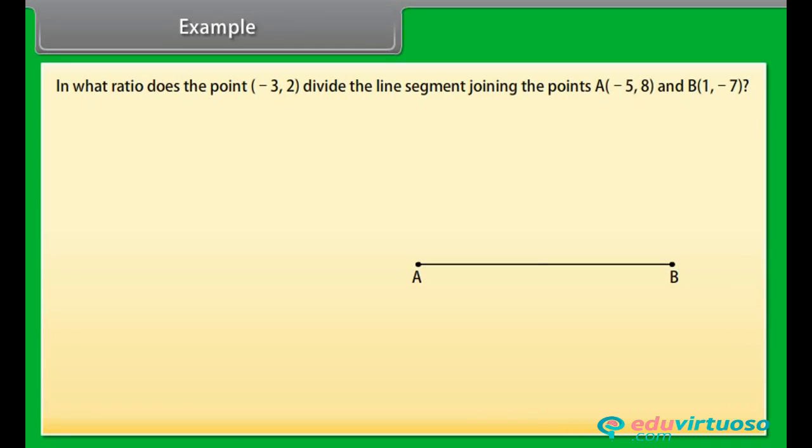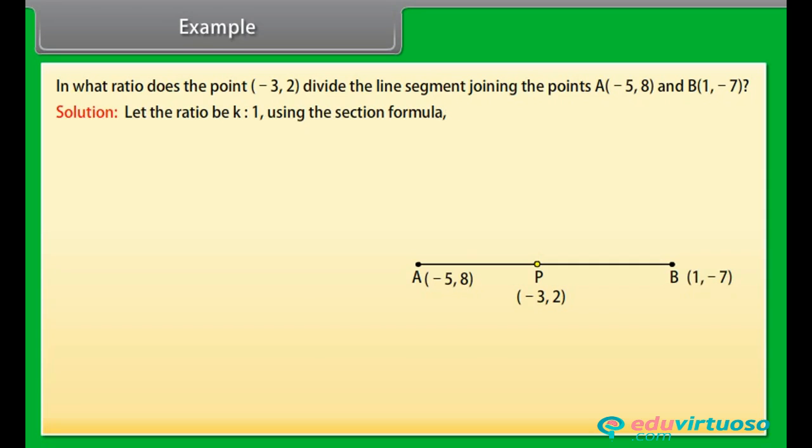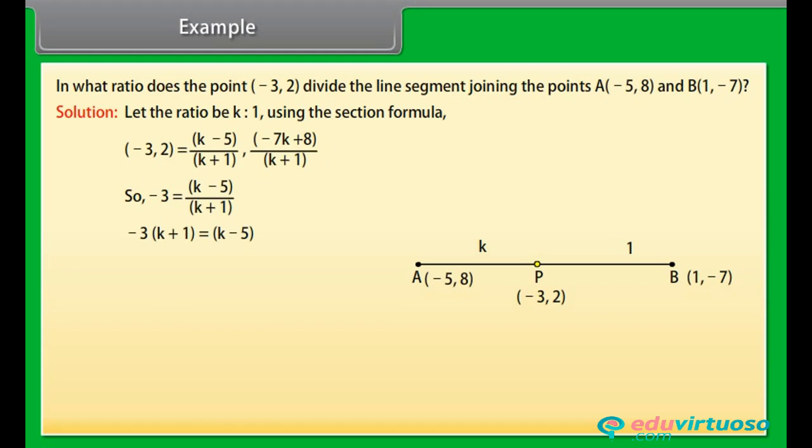Example. In what ratio does the point (-3, 2) divide the line segment joining the points A(-5, 8) and B(1, -7)? Solution. Let the ratio be k:1. Using the section formula, (-3, 2) is equal to ((k minus 5) by (k plus 1), (minus 7k plus 8) by (k plus 1)). So, -3 is equal to (k minus 5) by (k plus 1). -3 into (k plus 1) equals k minus 5, minus 3k minus 3 equals k minus 5, minus 3k minus k equals minus 5 plus 3, minus 4k equals minus 2. K is 1 by 2. So the ratio k:1 is equal to 1:2.